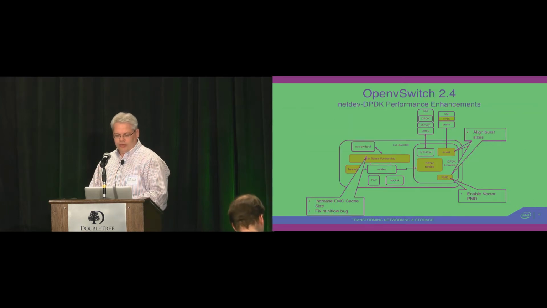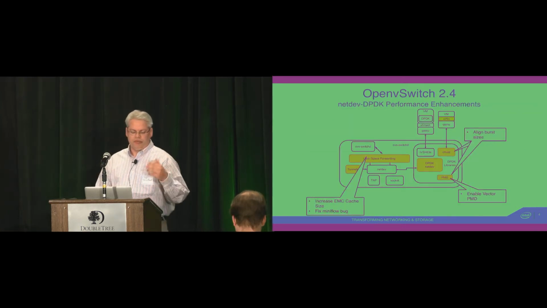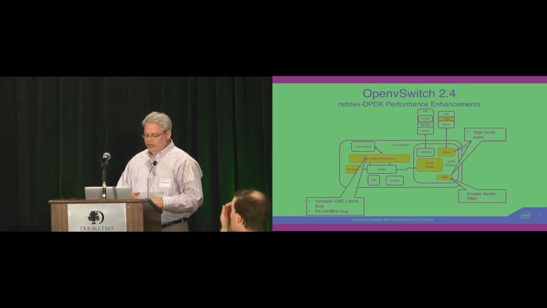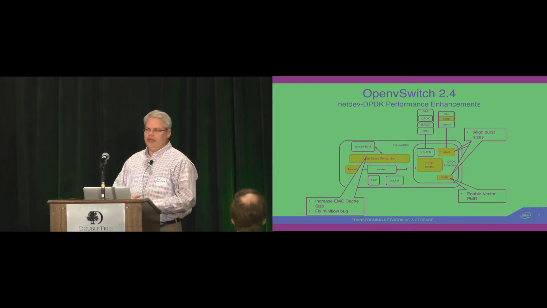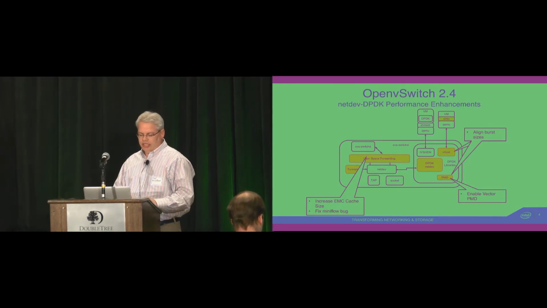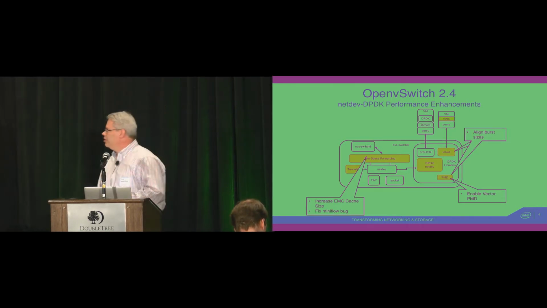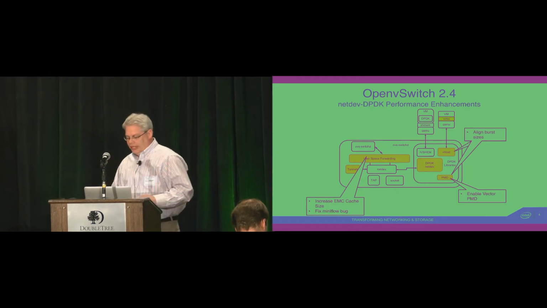So our primary focus for this release was performance. The key areas we looked at: we made an alignment change in the vhost code, as there were some packet alignments that weren't quite correct. We enabled the vector poll mode drivers in the physical ports. And then we increased the EMC cache as well as fixed a bug in mini-flow that impacted the performance.